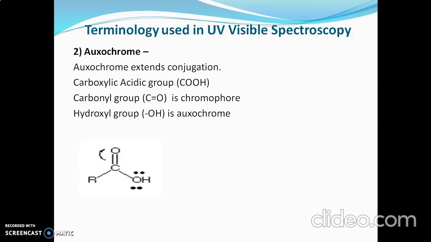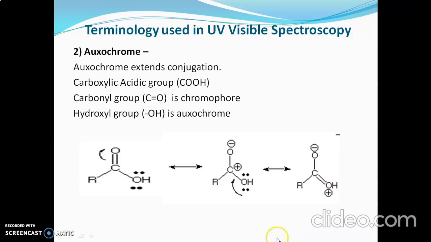Here the double bond exists between carbon and oxygen of carbonyl group and the lone pair of electrons is with oxygen of hydroxyl group. But this structure is also under resonance and the lone pair of electrons of hydroxyl group is shared by carbon. And now the double bond shifts in between carbon and oxygen of hydroxyl group. That means the double bond shifts from carbonyl functional group to the hydroxyl functional group. It means that the unsaturation is increasing, conjugation is increasing, and as the conjugation is more, lambda max will shift towards higher wavelength.